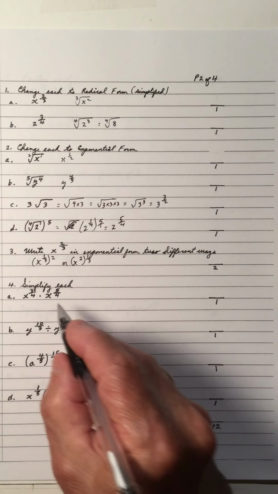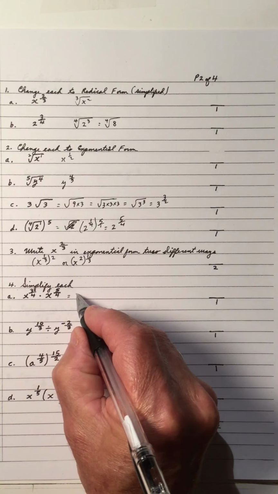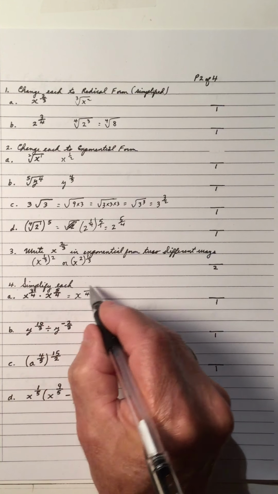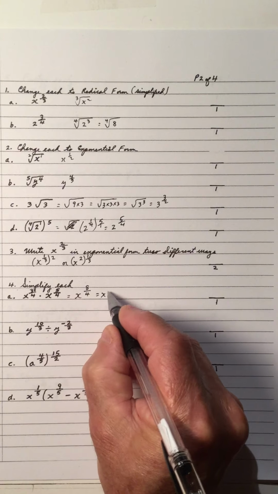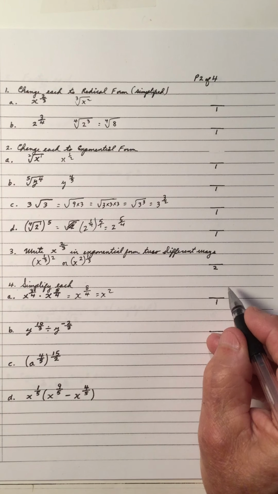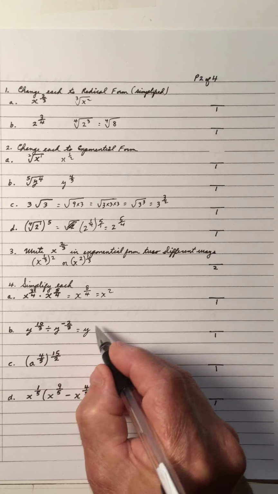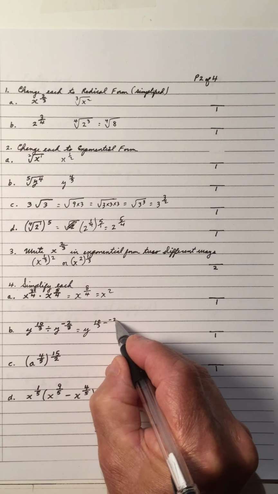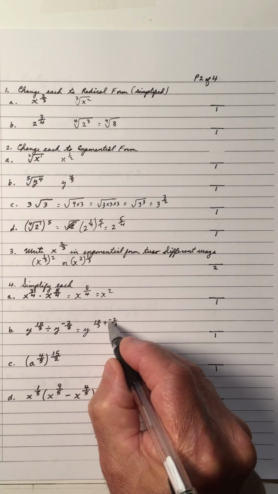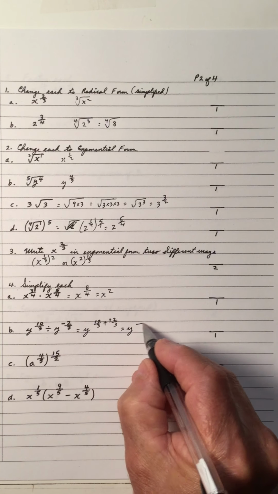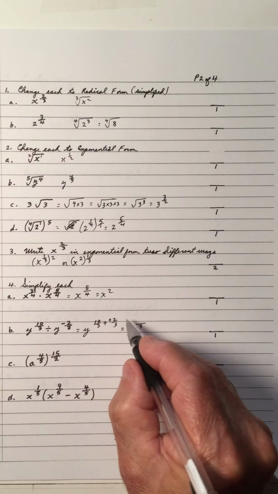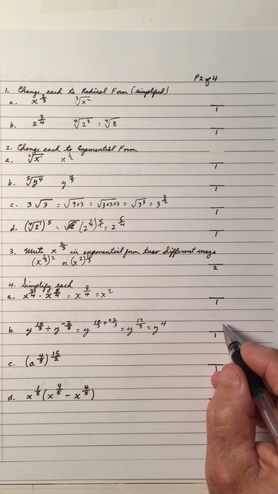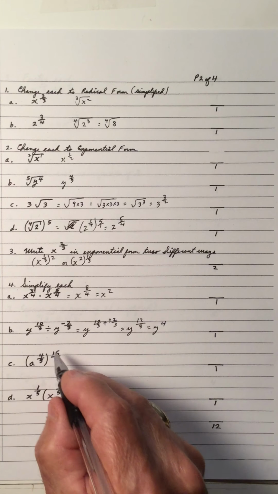Number 4, simplify each. Because we have like bases, we write down the base of x and we add the exponents. Common denominator is 4. 3 plus 5 is 8, so we get x squared. Give yourself a mark. Like base is y, and when we divide, we subtract the exponents, so 10/3 subtract -2/3, and a double negative is a positive, so that becomes y. Common denominator is 3. 10 plus 2 is 12, and that becomes y to the 4th power. Give yourself a mark.